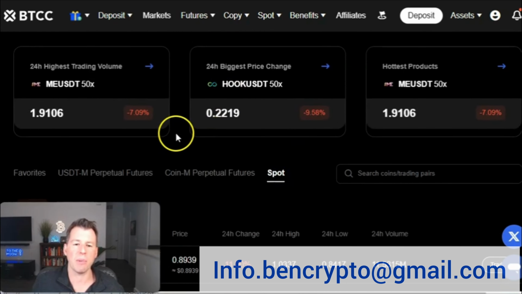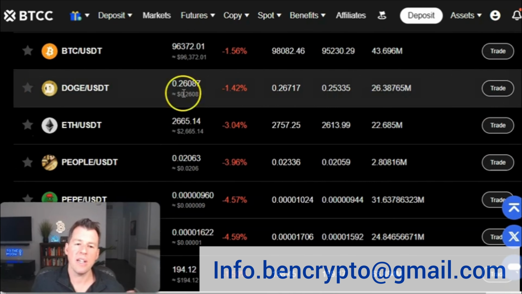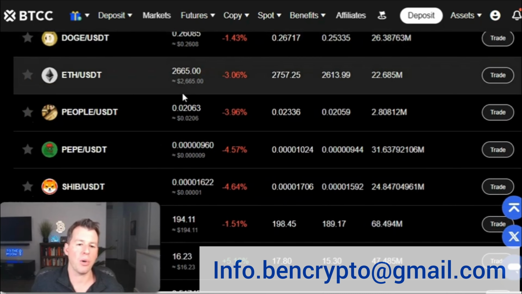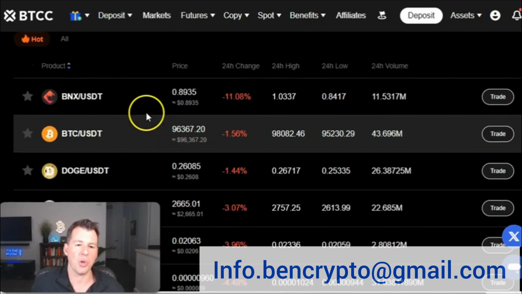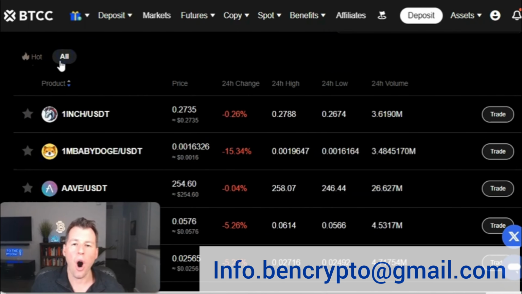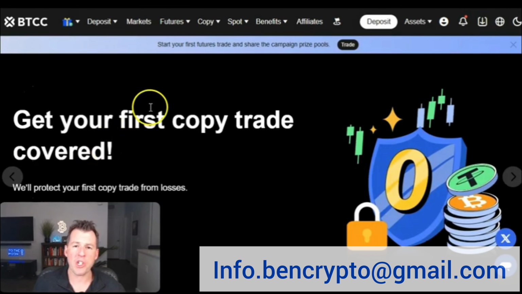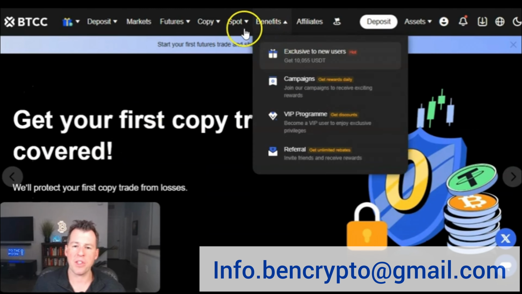Spot coins, it's a little bit less, but still a lot. It's over 100. Got Dogecoin, Baby Doge, Bitcoin, Sheep, Pepe, just tons and tons of coins. And again, you generally want to toggle all as opposed to hot. If it's a spot market trade, you would click on spot at the top center, then spot trading.